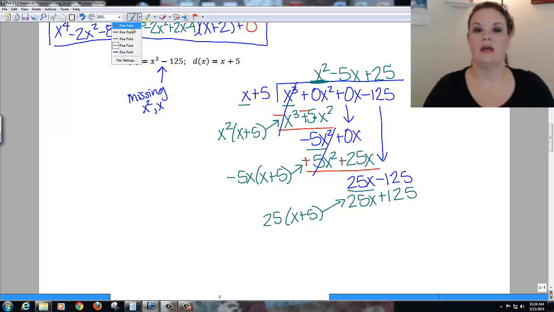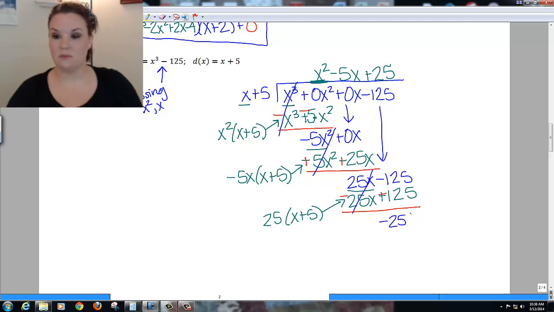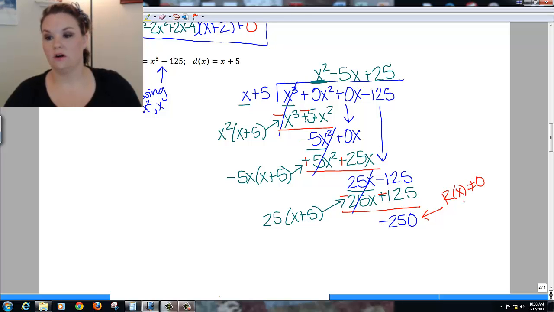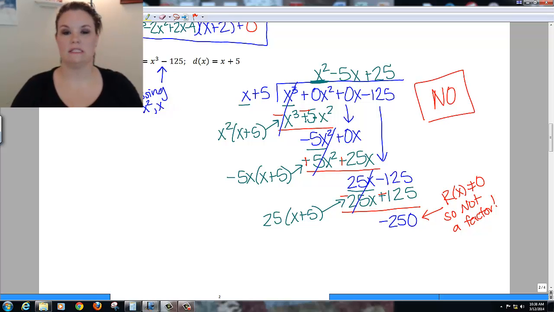125. And then notice when I draw my line and change my signs, my 25x's are going to cancel, but my numbers are not. They're not opposites. So negative 125 and negative 125 gives me negative 250. So again here, my remainder is not 0, which means that my divisor is not a factor. So r of x is not 0, so not a factor. So I'm just going to put up here, no, it's not a factor.